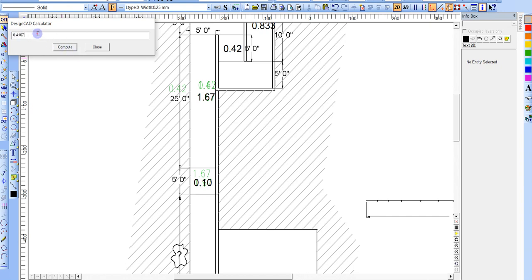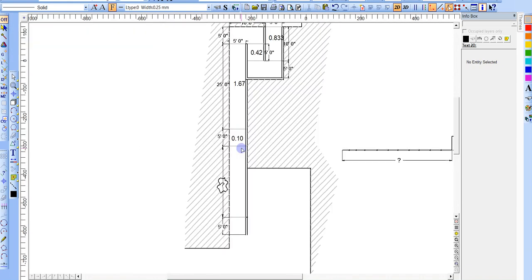Oh, that's right. It's not. It's point. This is a landing, so it's 0.02. 0.02 times 5. Enter, and it gives you 0.1. Right. All right, and then that's going to give us.